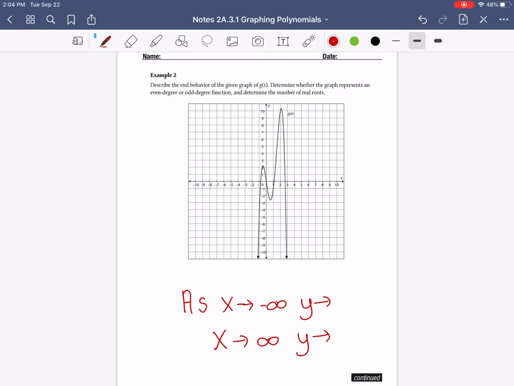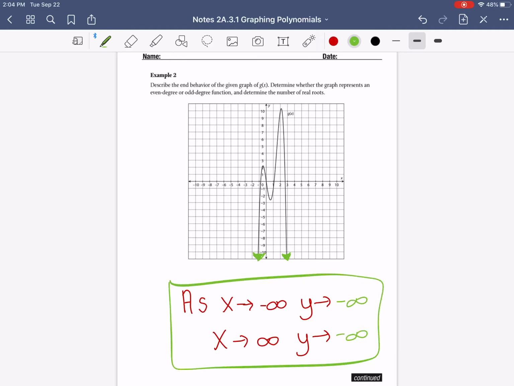Okay, so what you have to do is you have to look at the arrows. So both of my arrows for this one are both pointing down. So what does that mean for my y? They are both heading towards negative infinity. That's my end behavior. So I could find it really easily from a graph. This red part just always stays the same no matter what. The only part that changes is that green part, and it just depends on whichever way the arrows are pointing.